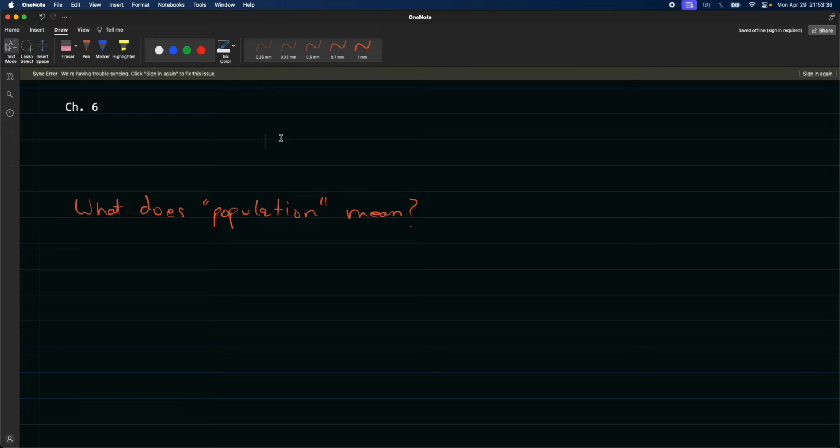So I've decided not to combine chapter 6 and 7 into one, even though it's short, but we'll just start with chapter 6, which is overview of methods of data collection.